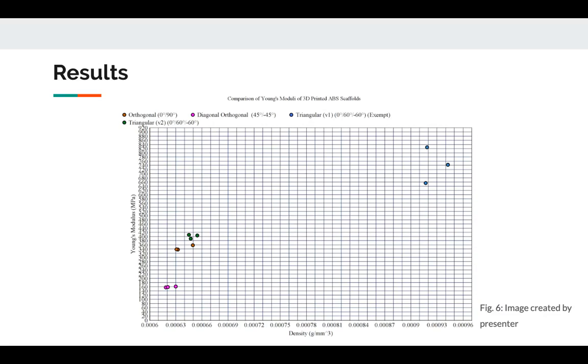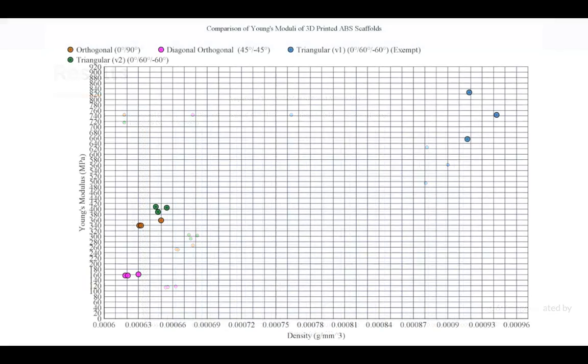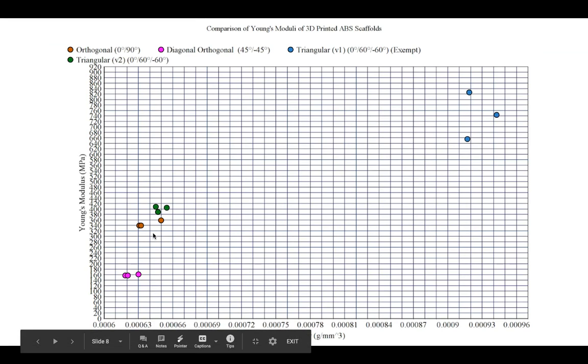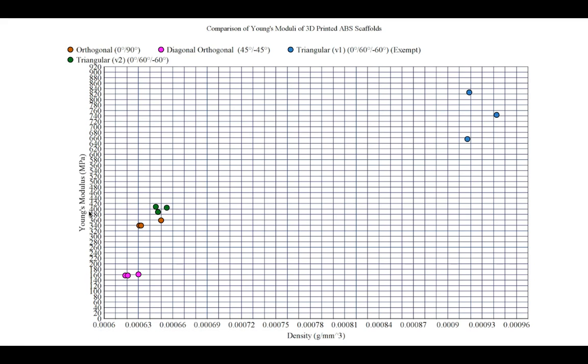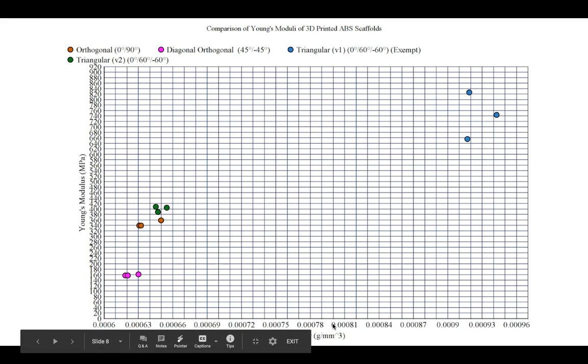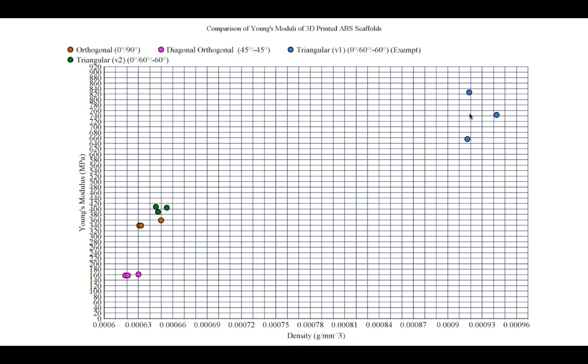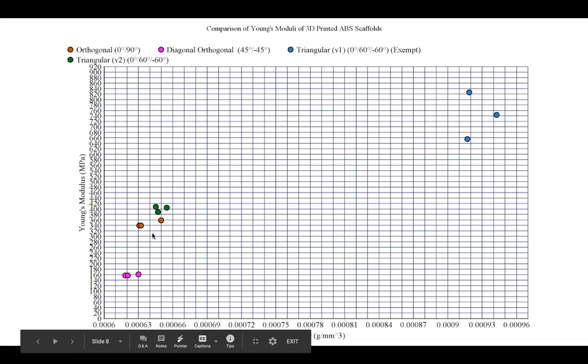So in my results, here's the orthogonal model when viewed with Young's modulus and the density. Here's the diagonal orthogonal model, and this is the triangular model, and this is the triangular V1 model that was later discarded. You can see here that the triangular V2 has a much higher Young's modulus to density ratio than the other two models.